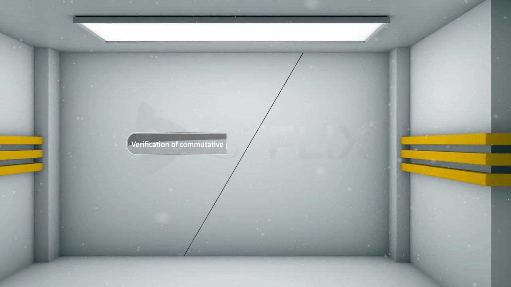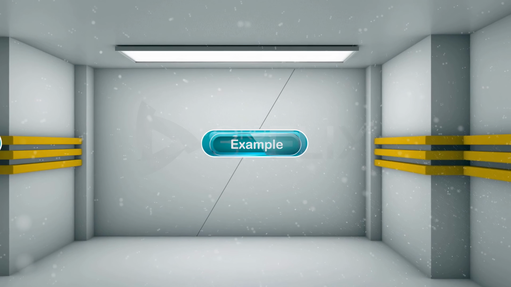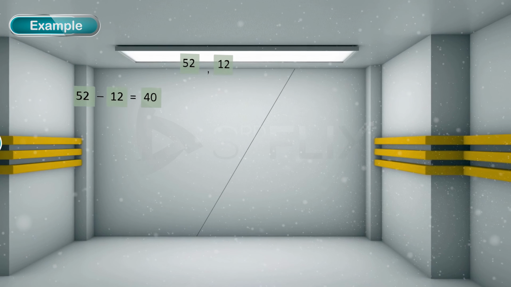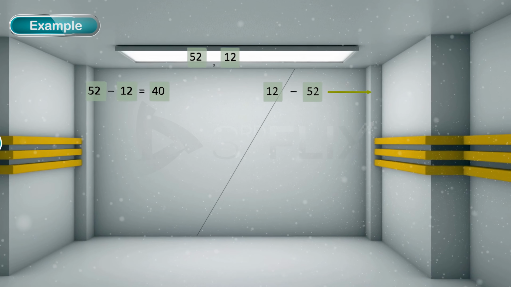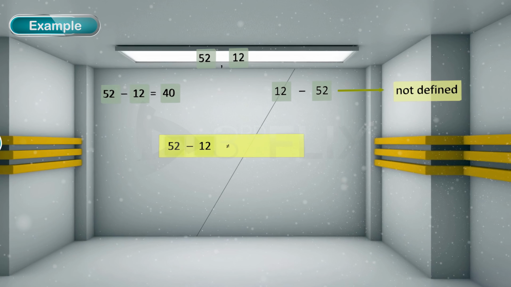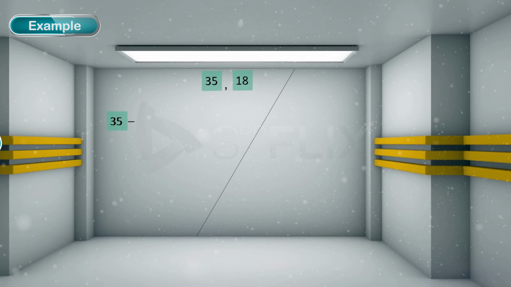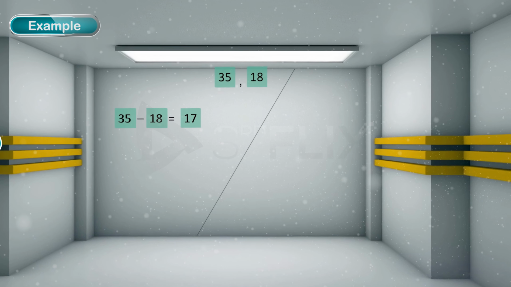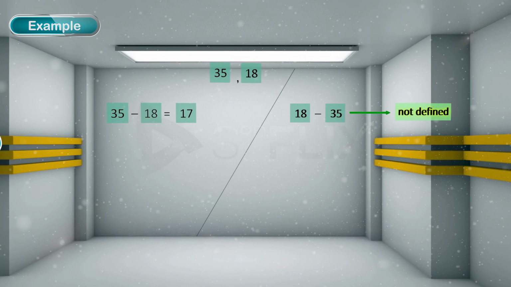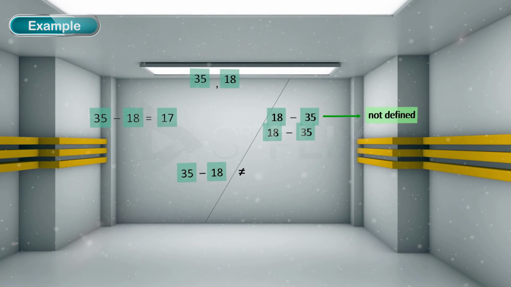Verification of commutative property in whole numbers under subtraction. For example, 52 minus 12 equals to 40, but 12 minus 52 is not defined in whole numbers. 52 minus 12 is not equal to 12 minus 52. 35 minus 18 equals to 17, but 18 minus 35 is not defined in whole numbers. 35 minus 18 is not equal to 18 minus 35.